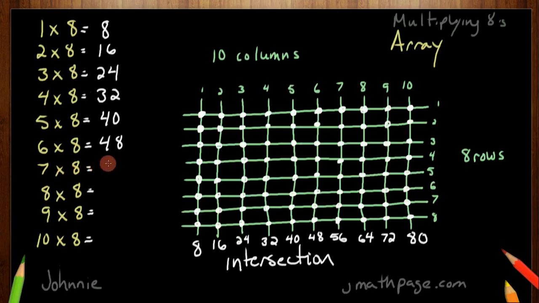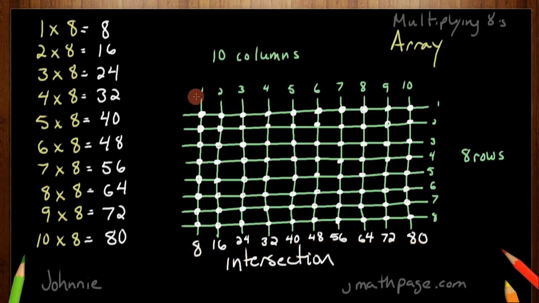7 times 8 equals 56. 8 times 8 equals 64. 9 times 8 equals 72. And 10 times 8 equals 80. Just like we have in the array here.